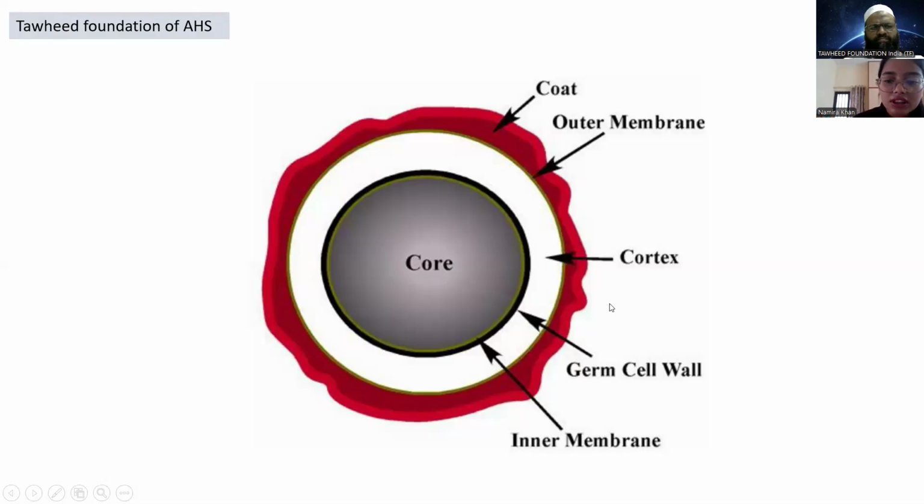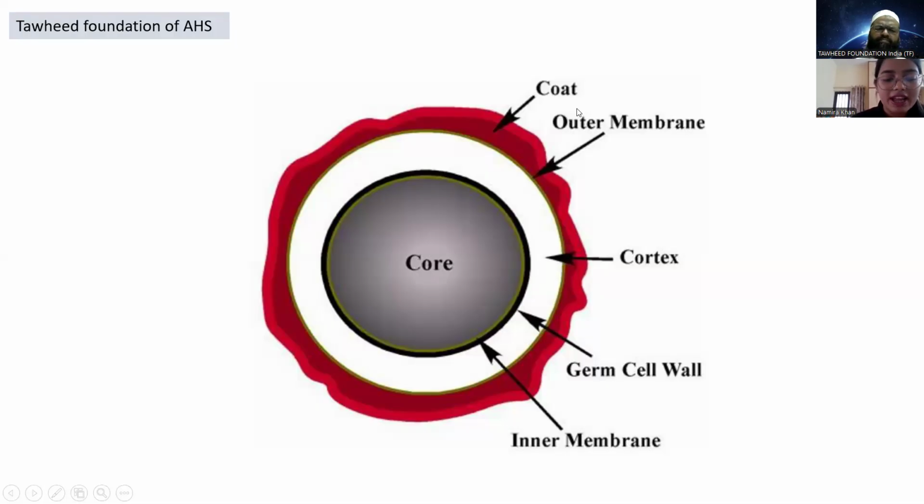Germ cell wall: a thin layer, which you can see here, surrounding the inner membrane. It becomes the cell wall of the new vegetative cell upon germination, and maintains the shape and mechanical strength of the spore core. Cortex: a slightly thick layer made primarily of peptidoglycan, lying between the germ cell wall and outer membrane. It plays a crucial role in maintaining spore dormancy and dehydration, and protects the core from heat and chemicals.